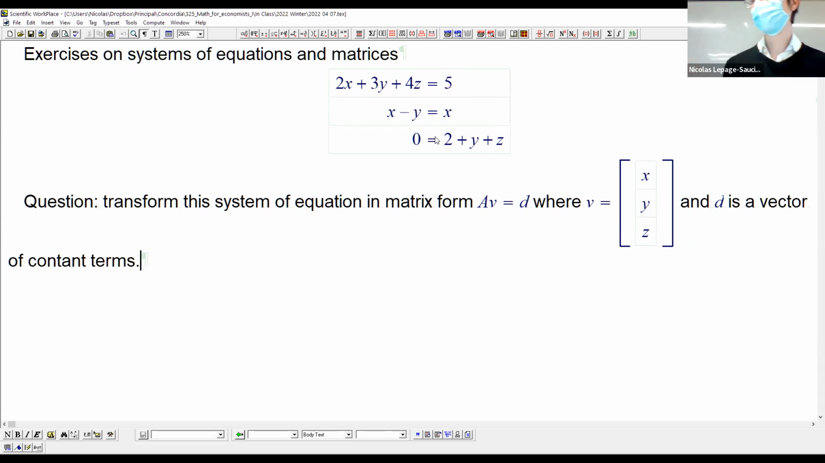So let's do this. It's practice day, so please do that. And if you don't know, ask and learn. Yeah, so these are the three equations. So please write them this way: Av equals d.